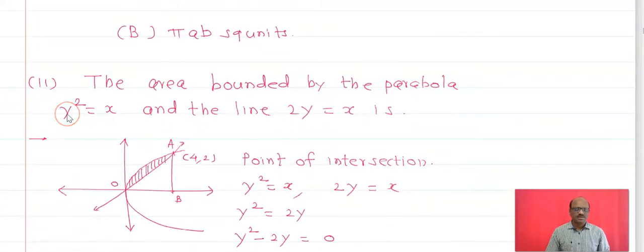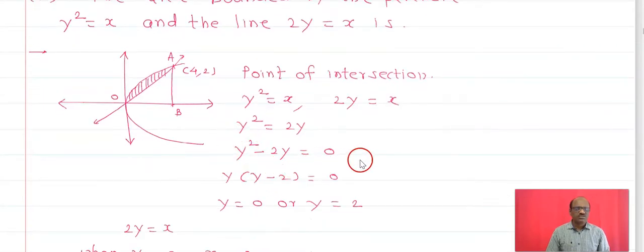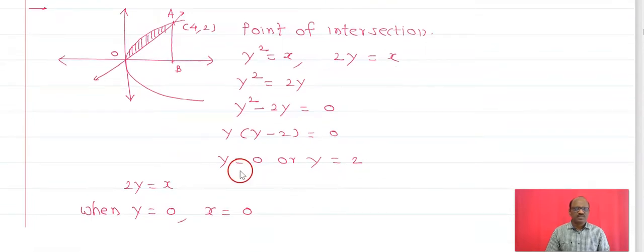Now the problem number 11. That is the area bounded by the parabola y square is equal to x and the line 2y is equal to x. Now see here the rough sketch of this figure. We'll find out the point of intersection of the parabola and the line. That is y square is equal to x, and again we have 2y is equal to x. Now substitute the value of x, which is 2y. The whole equation is in the variable y. y square is equal to 2y. Therefore, y square minus 2y is equal to 0. Take y as common, then in bracket you will get y into y minus 2 is equal to 0. Hence y is equal to 0 or y is equal to 2.